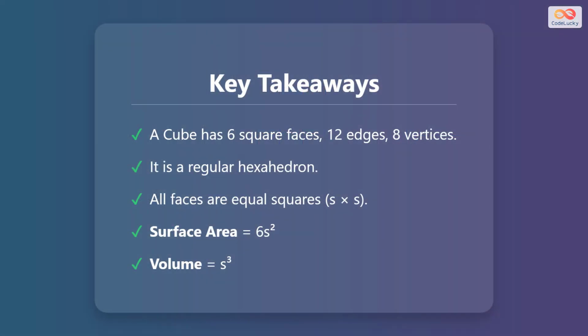To summarize, a cube is a regular hexahedron with 6 equal square faces, 12 edges, and 8 vertices. Remember the 2 key formulas. The total surface area is 6s squared, and the volume is s cubed.